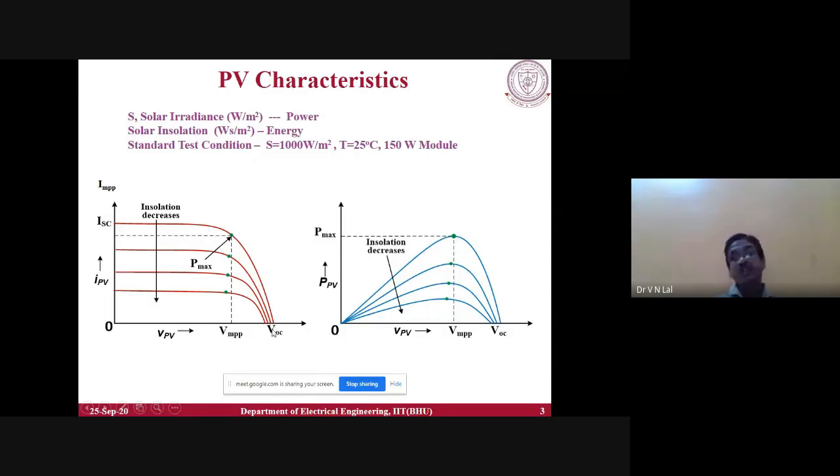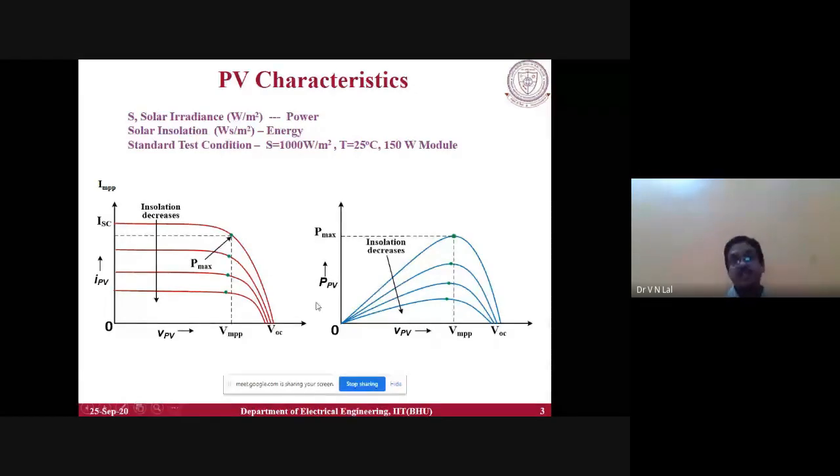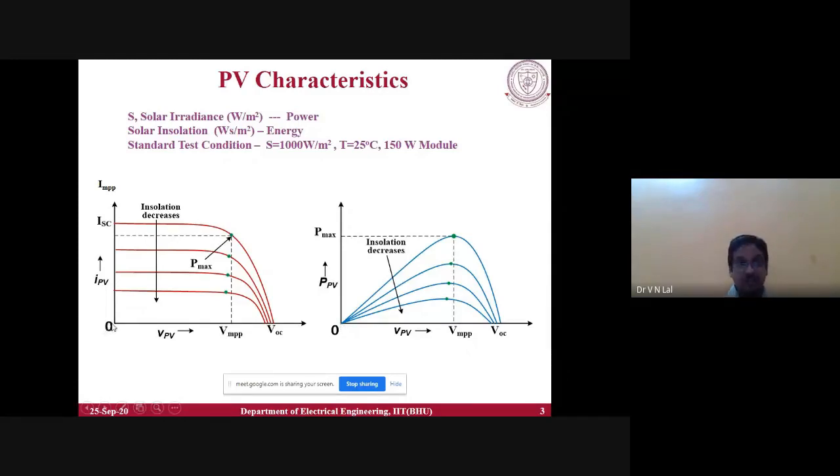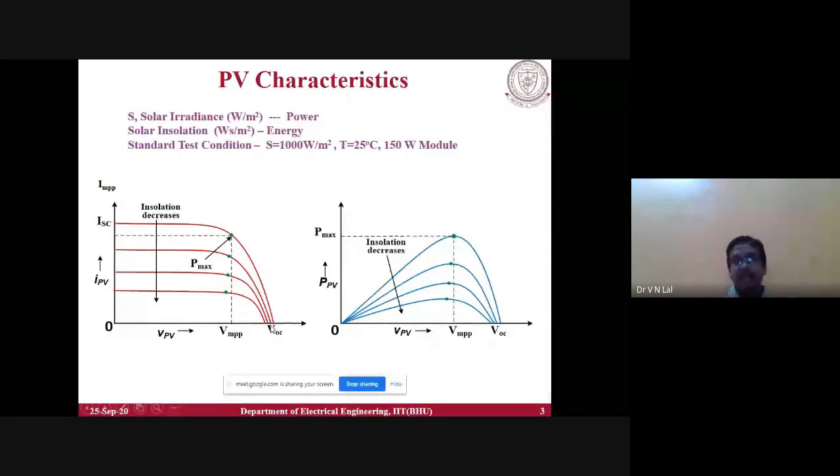Now come to the second curve, that is the power curve. This curve is power versus voltage. At zero voltage, at short circuit current, the power will be the multiplication of this current and voltage, so power produced is zero. At open circuit voltage, obviously no current is flowing in the load, so the multiplication of this voltage and current will be zero. So power will be zero.